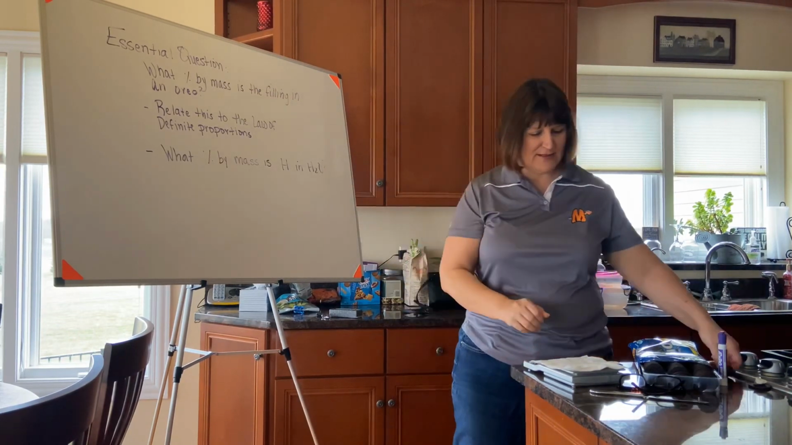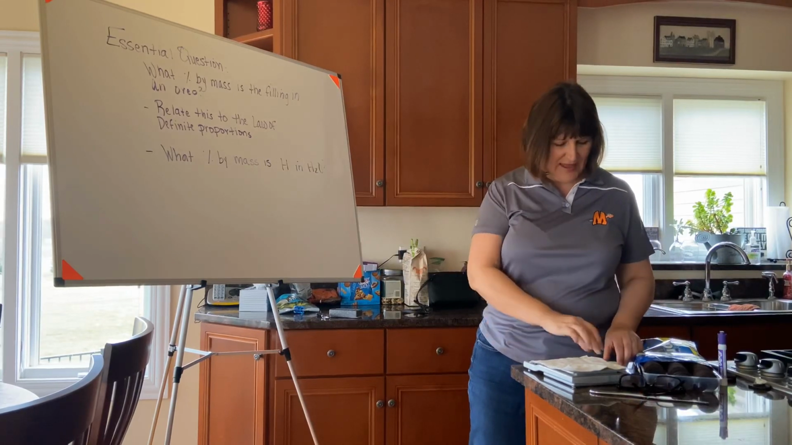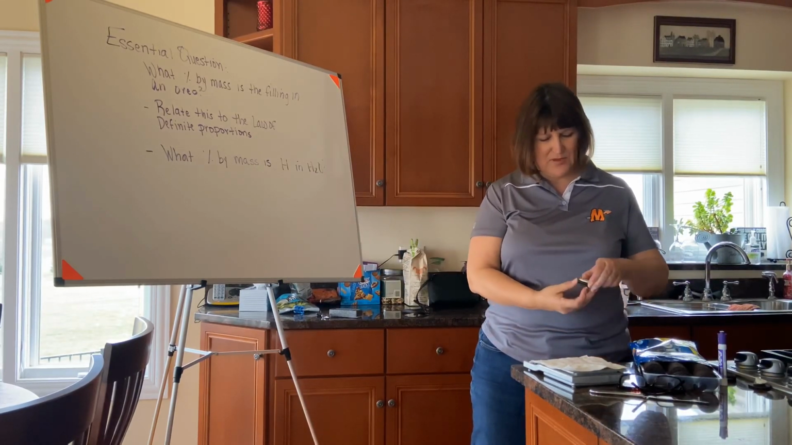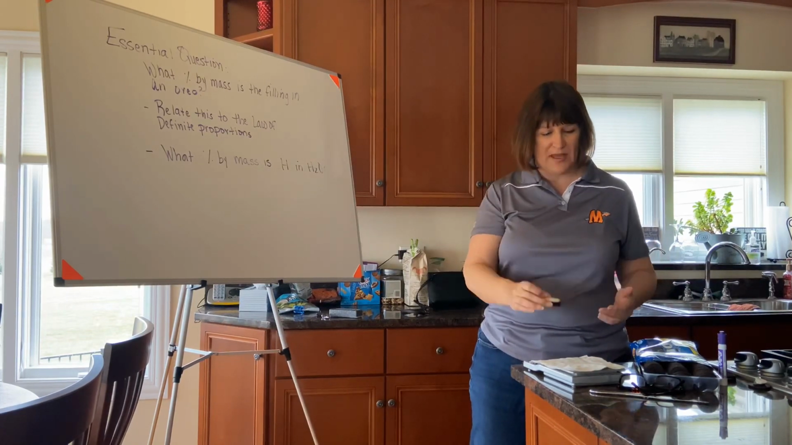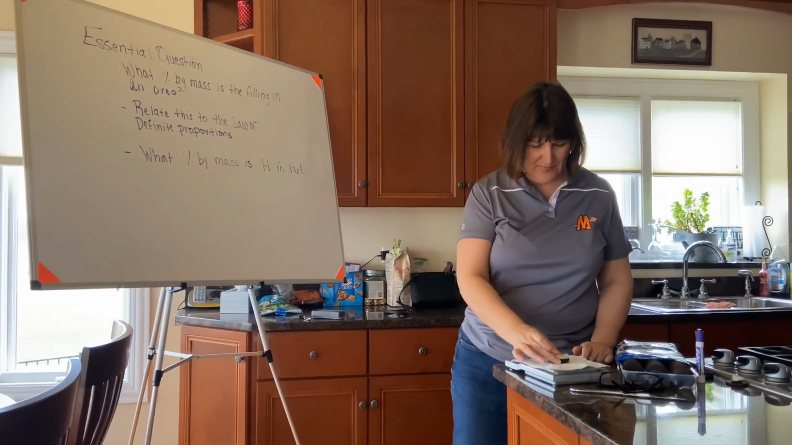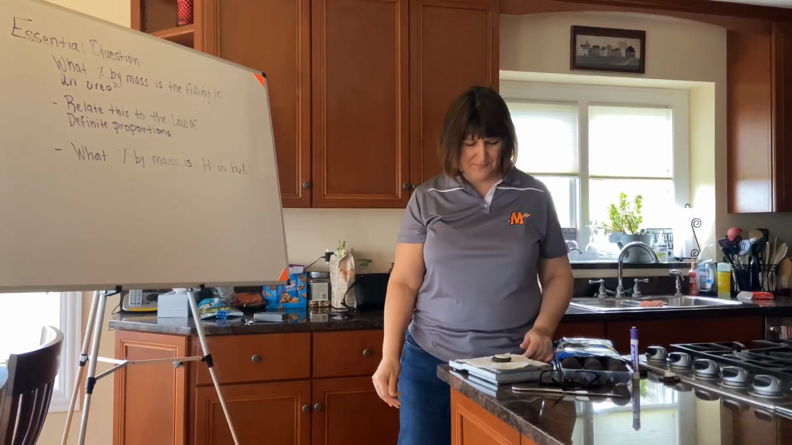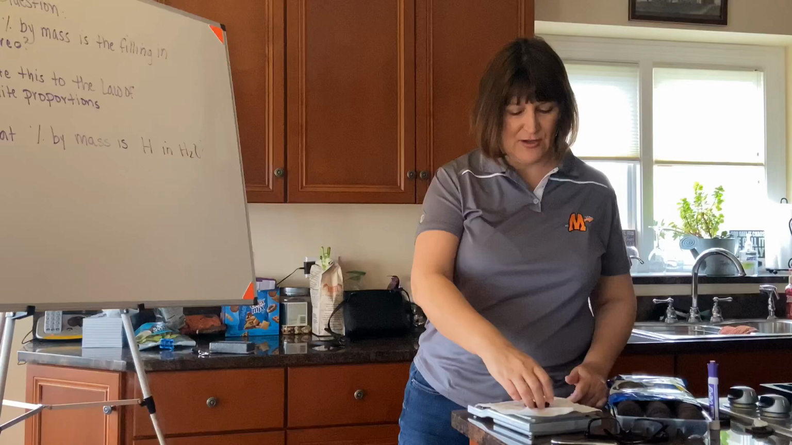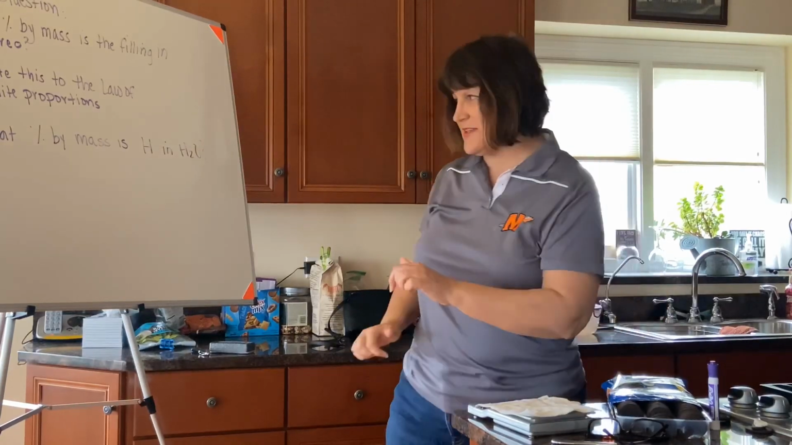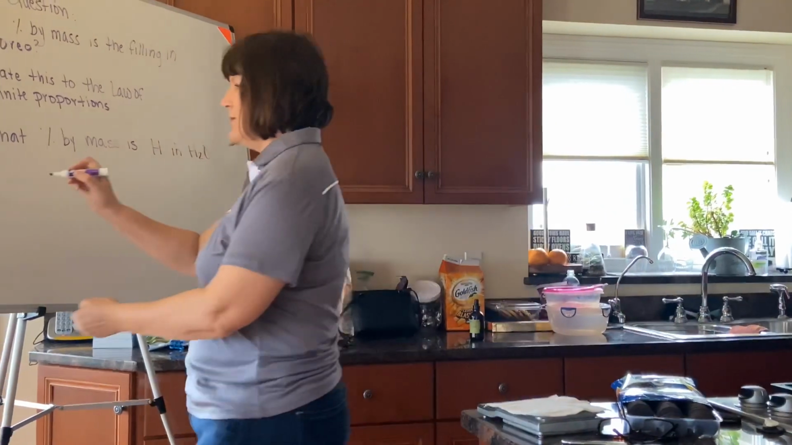I have my kitchen scale and I have Oreo cookies. So the first thing we're going to do is find out the total mass of an Oreo cookie in grams. And the mass is 11 grams. So let's put that on our whiteboard.